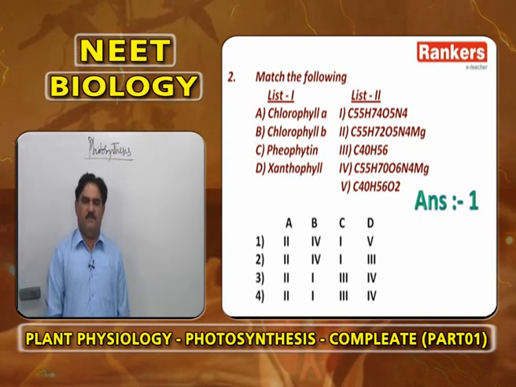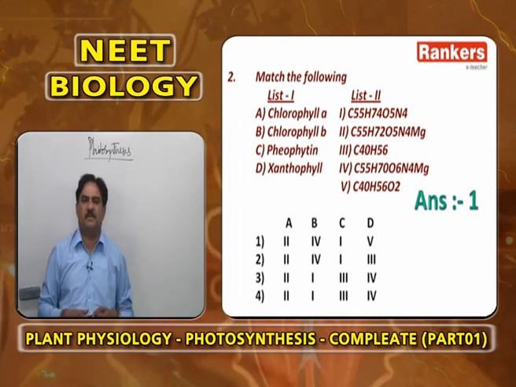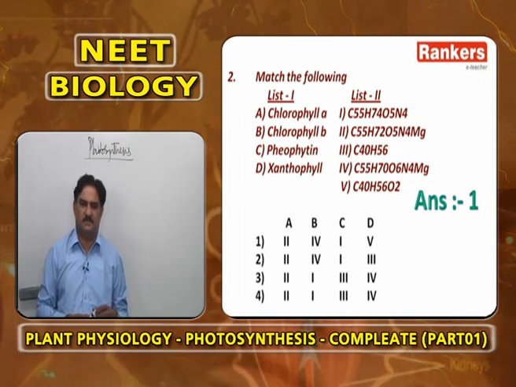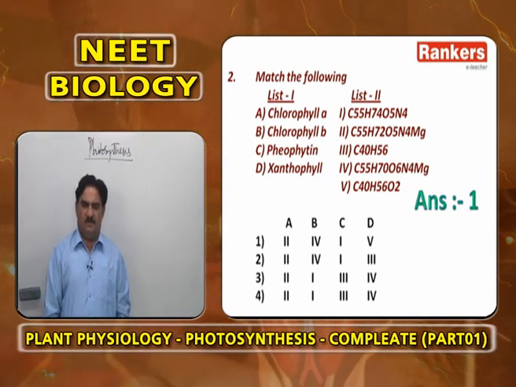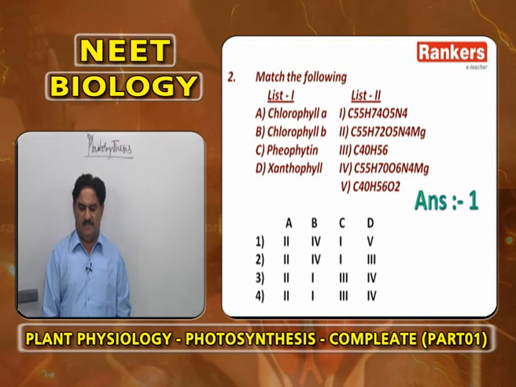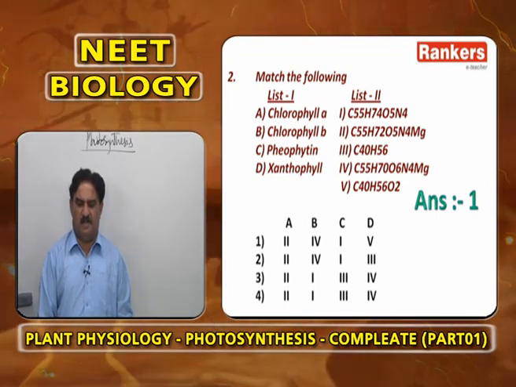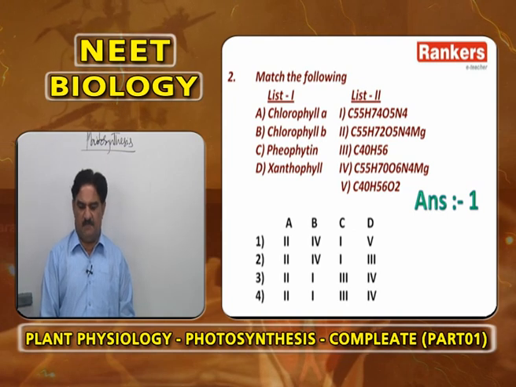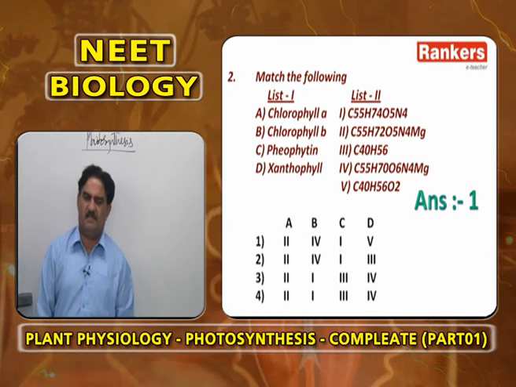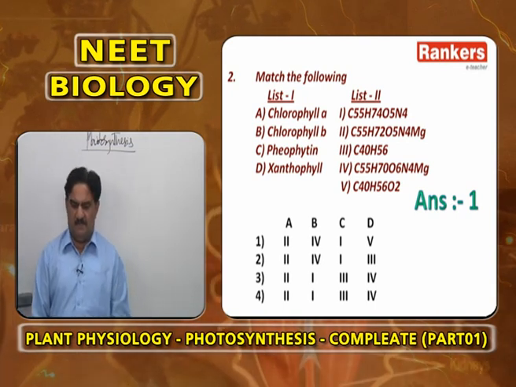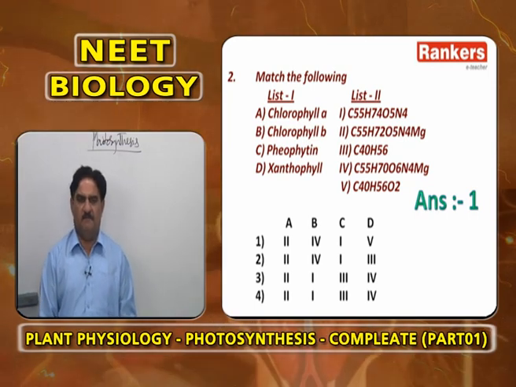Chlorophyll B is C55H70O6N4Mg. Phaeophytin is a photosynthetic pigment which takes excited electrons from PS2 in non-cyclic photophosphorylation. In the textbook, it is given as almost resembling chlorophyll, but the central magnesium is replaced by 2 hydrogen atoms. So its formula becomes C55H74O5N4. Mg is not there, 2 hydrogen atoms are extra. So, definitely C55H74O5N4. Answer will be 1.